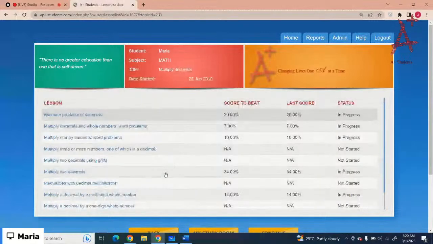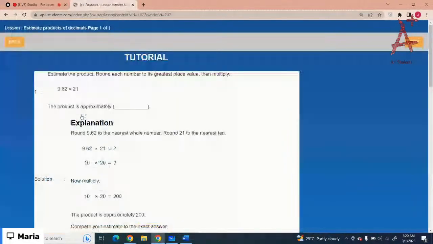Okay, let's just start with the first one, that is estimate products of decimals. We're going to start with a new chapter, that is multiply decimals, and the lesson we're going to start with is estimate products of decimals. Got it? Okay, let's just start with the first example.